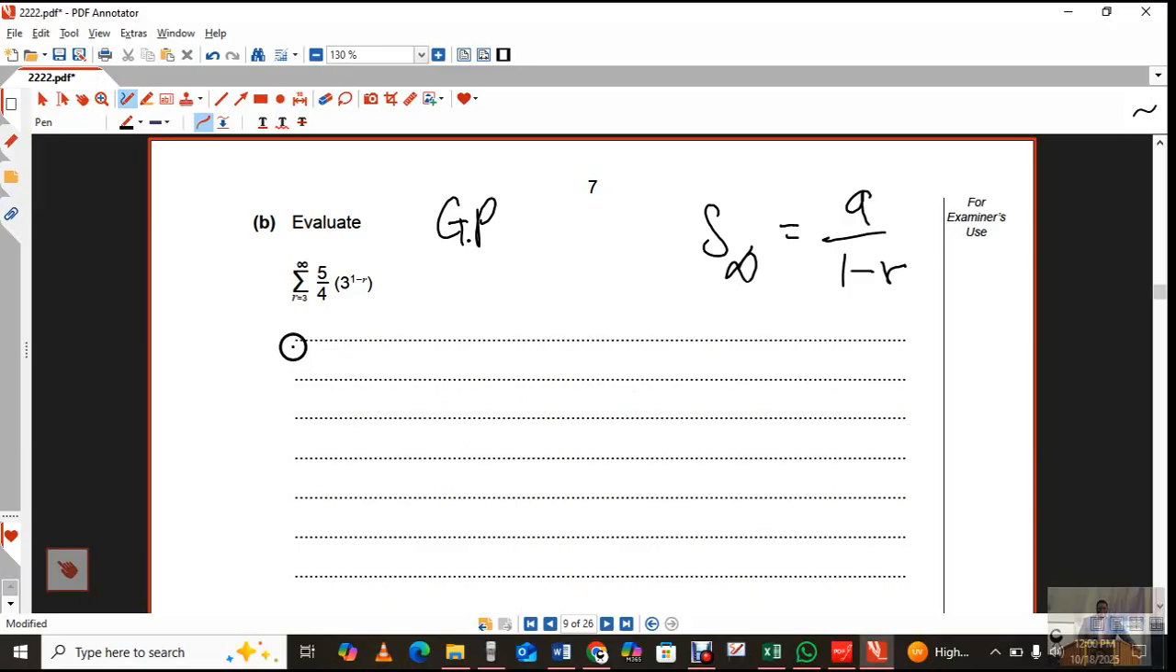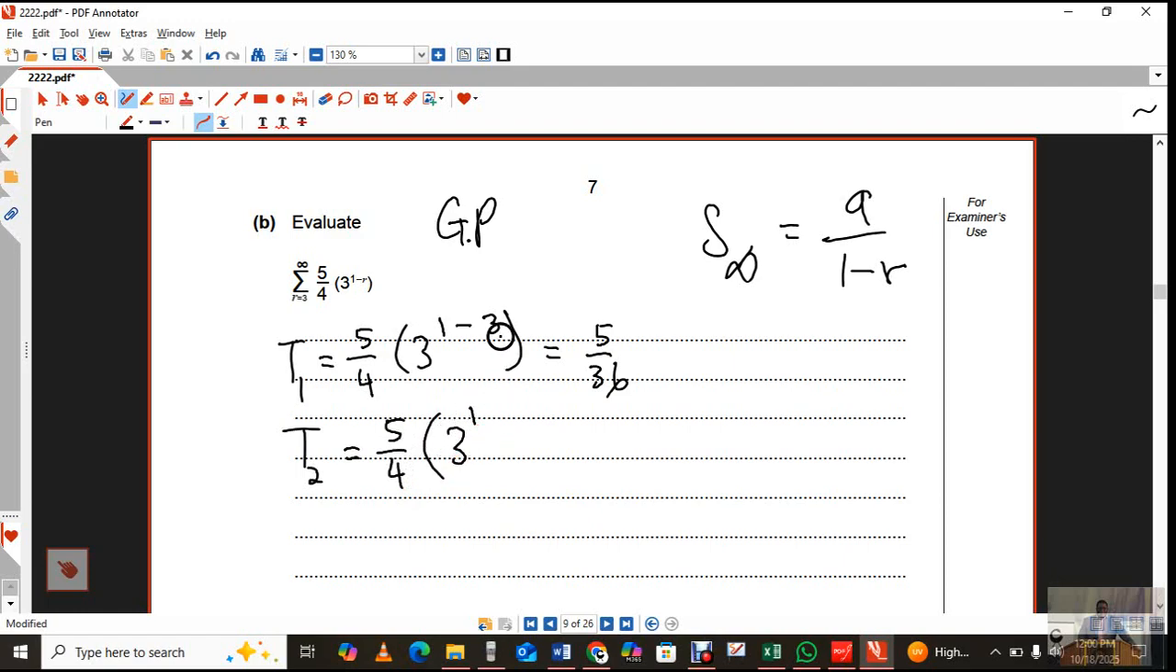So the first term clearly will be 5 over 4. Then you have 3, 1 minus, obviously that 3 that you have over there in the index. If you work it out, this is going to give you 5 over 36. Let's just do the second term as well. So that's 5 over 4, then 3, 1. The next one is going to be 4 if you continue, and this is going to give you 5 over 108. I don't necessarily have to do the third term, because I know this is a GP.